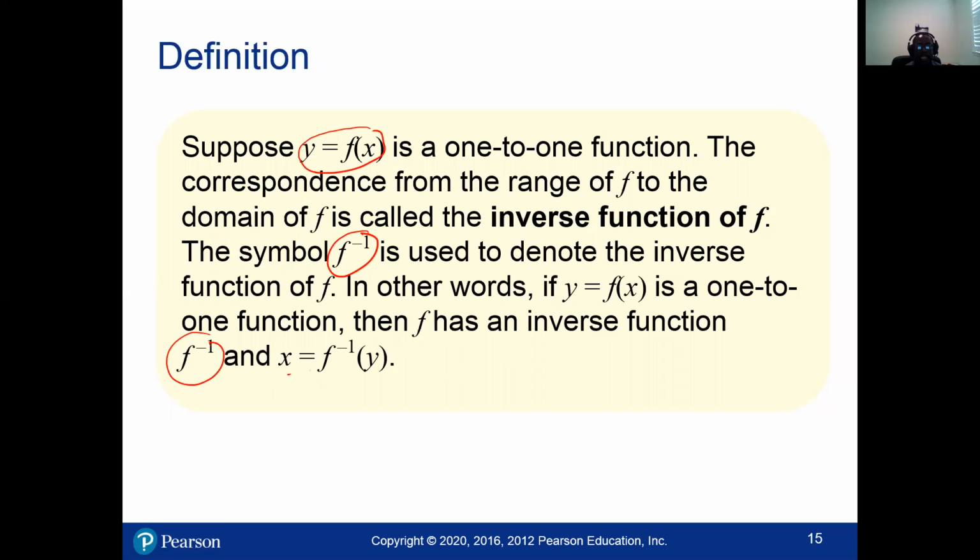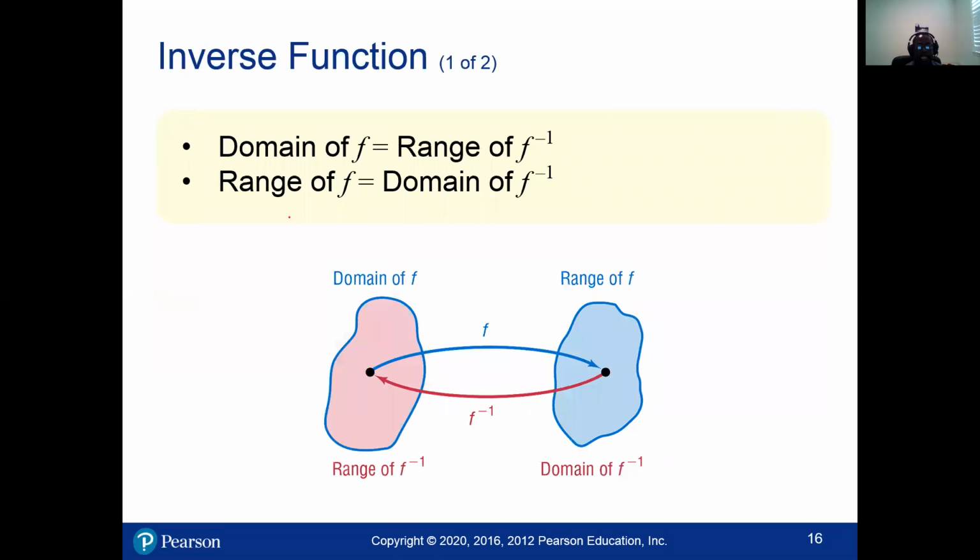It is a function. So in the diagram, this is what we have. The domain of f is the range of the inverse. This is your f. It takes the elements from the left to the right, and then the inverse brings it back to the same. So what is happening is that the domain of the inverse function is the range of f, and the range of the inverse function is the domain of f.